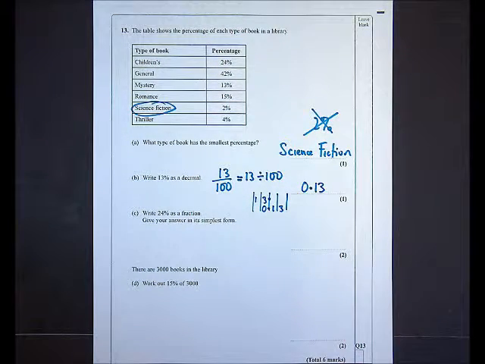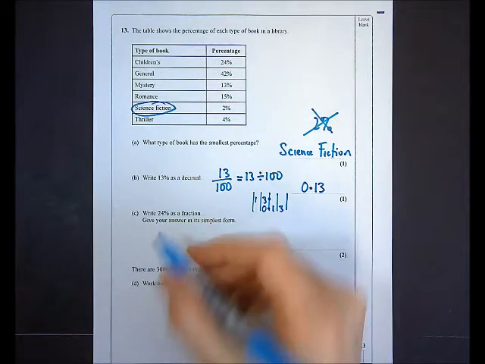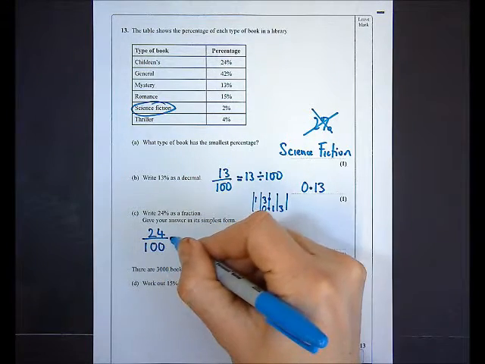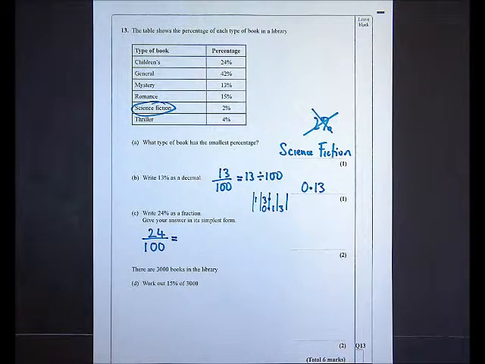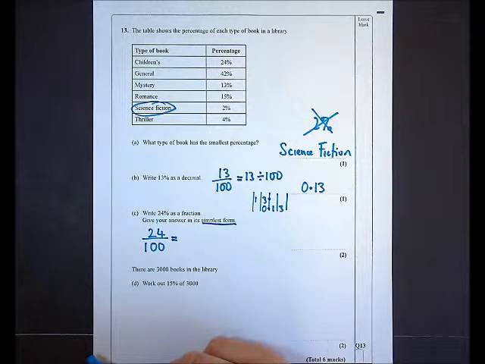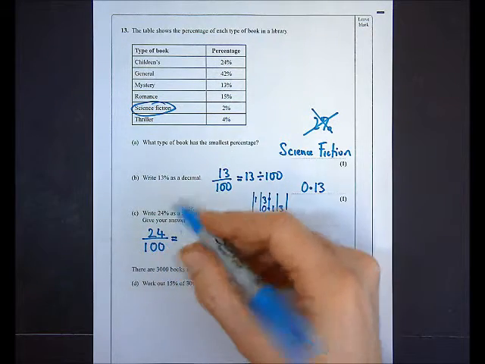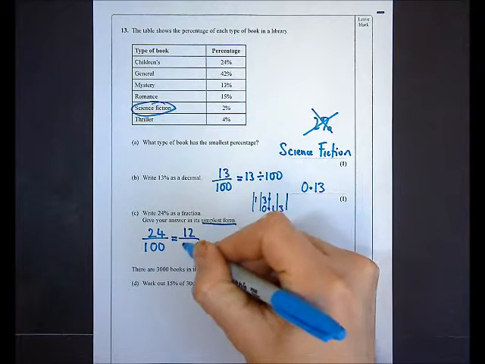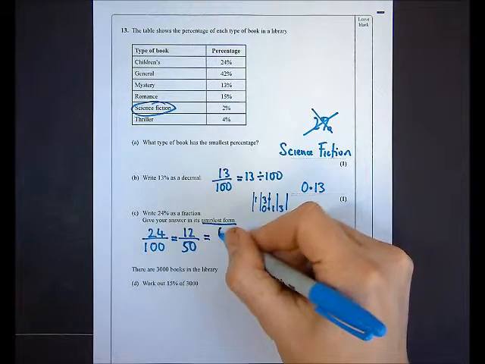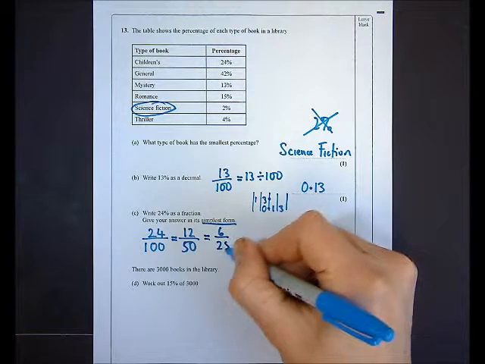Part C, I'm asked to write 24% as a fraction. So as before, 24% is 24 out of 100. And I'm then told to give my answer in its simplest form here. So I'm going to try and cancel this down by dividing the top and the bottom by the same number. So both of these are even numbers, so that will go down to 12 over 50 because I've divided it by 2. Again, they're both even numbers, so I'm going to divide them by 2 again, so 6 over 25.